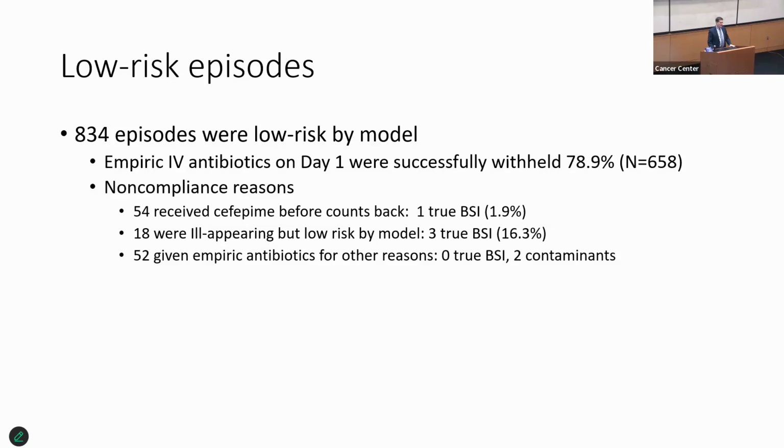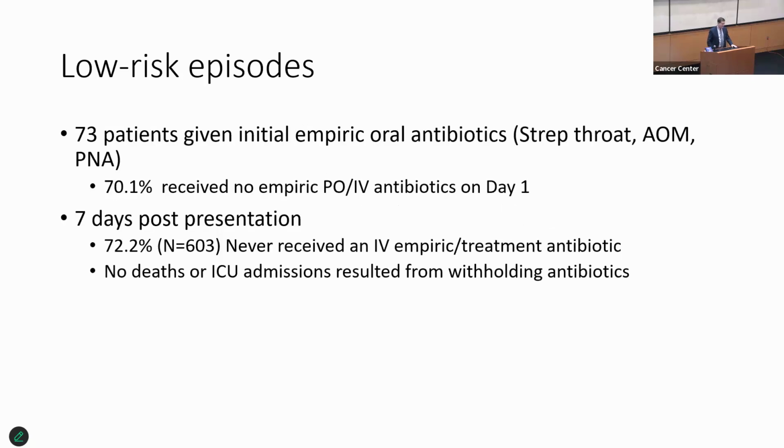18 patients were thought to be ill-appearing but were low risk by the model, and there were 3 true BSIs, so like 16.3%. That does give credence to, if someone looks really ill-appearing, going ahead and giving antibiotics, because no model's going to be able to predict it perfectly. 52 other patients received antibiotics for other reasons, which led to no true BSIs and 2 contaminants.